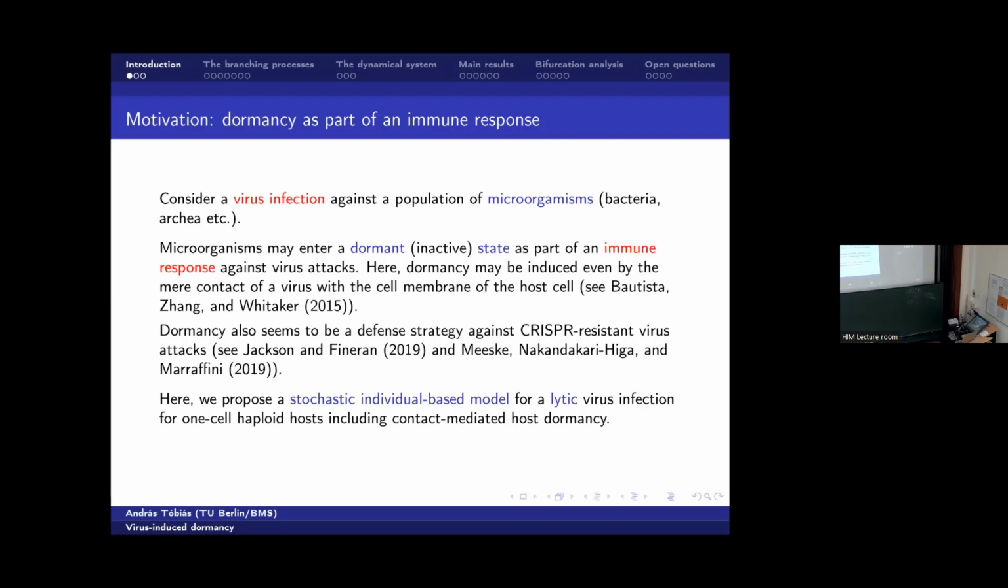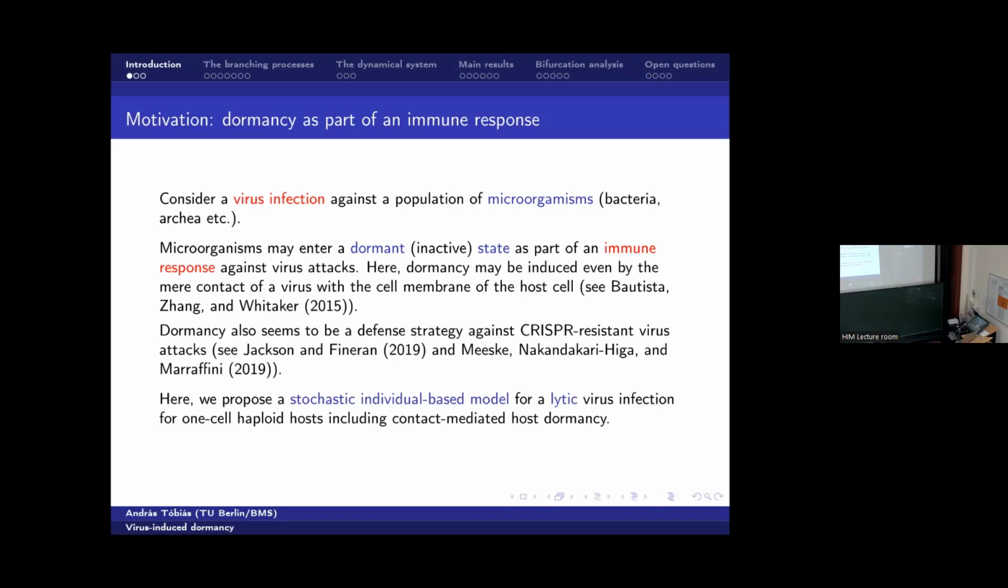Also interesting is what was observed by Jackson and Fineran and Meeske, Makandakari, Higa, and Marafini, that there's this CRISPR-Cas game. There's this CRISPR defense mechanism for microorganisms, that they identify the DNA or RNA of the virus. And then next time the virus comes, they can identify it and kill it. But the virus can somehow trick this. And if they can't identify the virus, then the host cells just switch off. And then they also can't be infected. So this is a quite general defense mechanism.